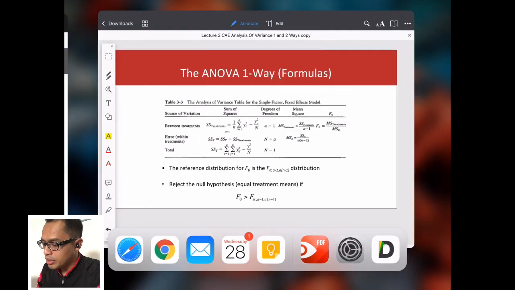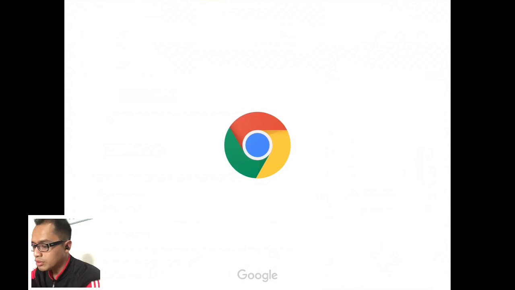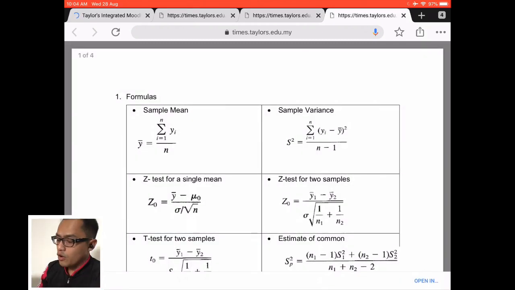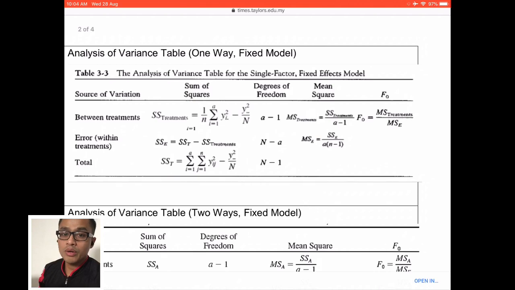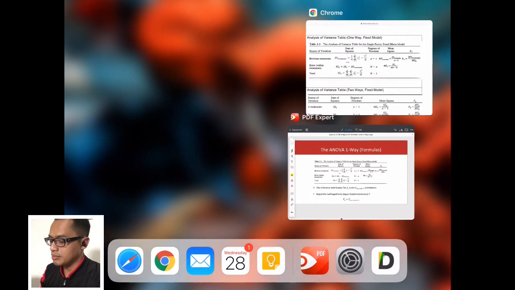So if I'm going to show you my Google Chrome, give me a minute. All right, is it this one? No, is it this one? Yes, on the second page, you'll see that you have the equations for ANOVA one way. You'll see this in your tests and your final exams and also in your resit exams.